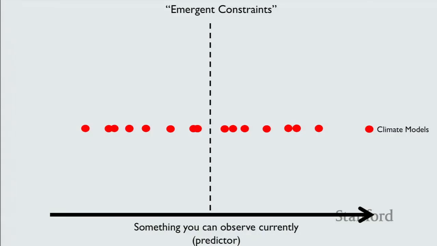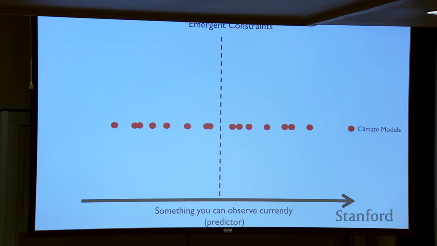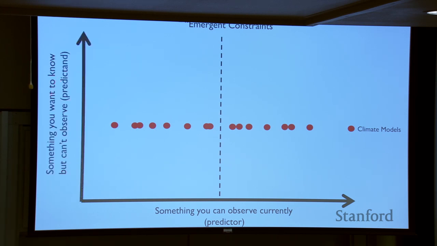So just to illustrate that, the idea is you have something that you can observe currently, which ends up being our predictor variable, and you have a bunch of climate models that simulate that variable differently, so you have spread in those climate models. And the spread is where the word emergent comes from here. Because different climate modeling centers make different choices in how to parameterize different processes in the model, you just get this emergent spread in how it will simulate various things. And then you want to relate that to something that you want to know, but you can't observe. So in our case, it's how much warming we're going to get in the future.